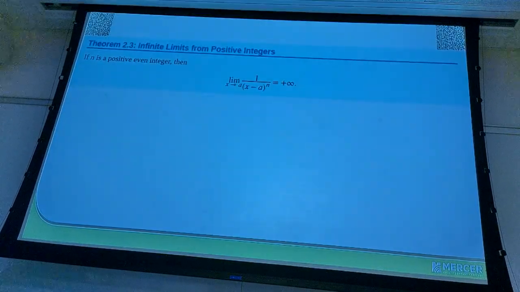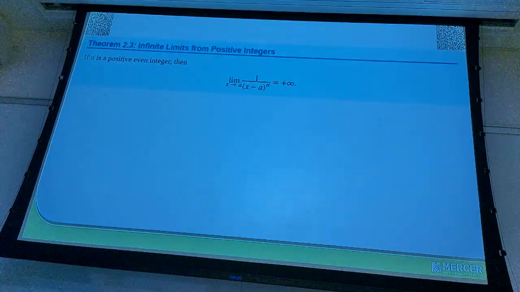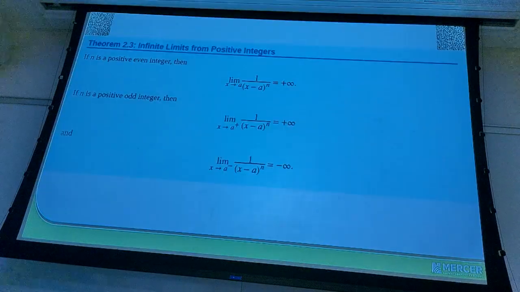Okay, so these are also pretty important limits. The limit as x approaches A of 1 over (x minus A) to the n is positive infinity if n is even. If n is odd, then the limit itself does not exist because your one-side limits will be doing something different. From the right, it'll be going to positive infinity. From the left, it'll be going down to negative infinity.